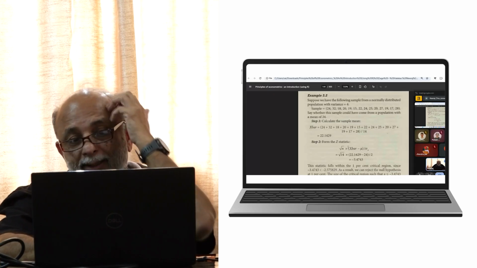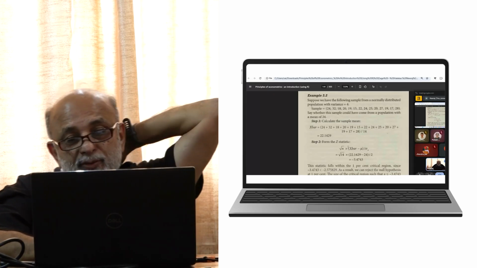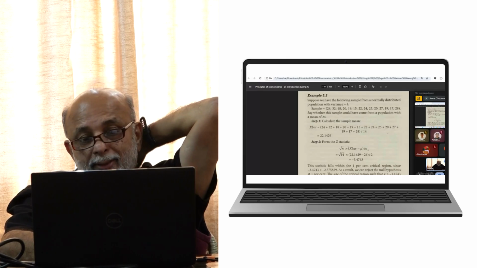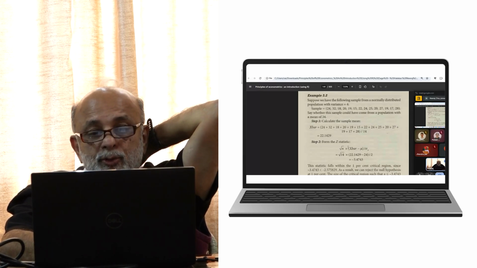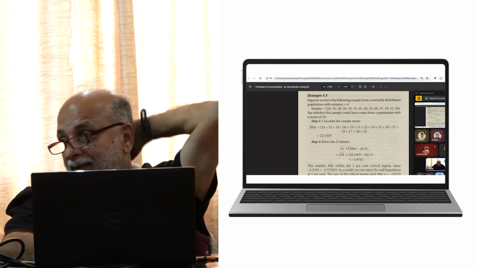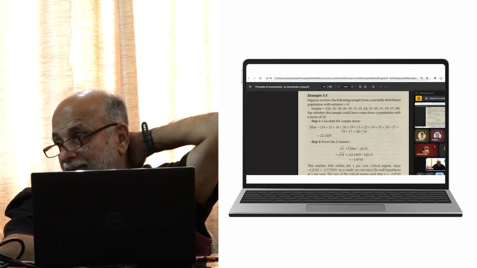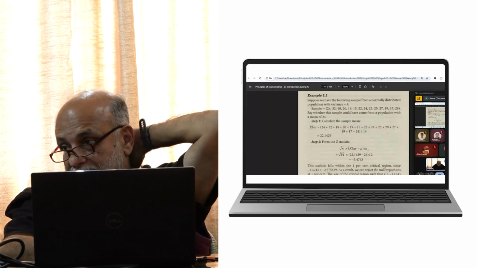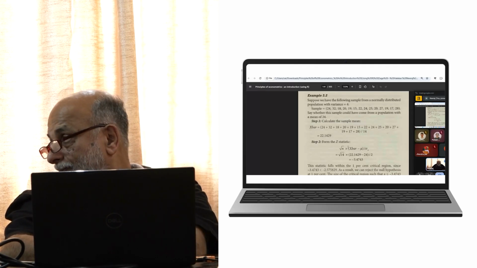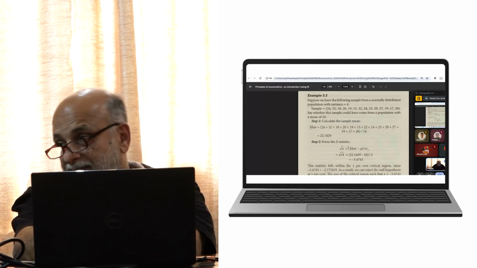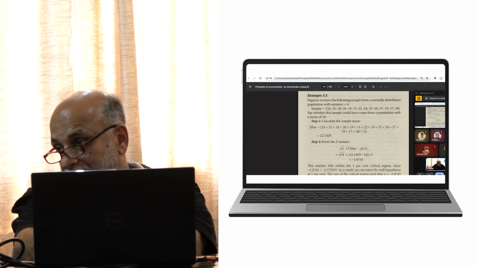So root 14 into 22.1429 minus 24 upon 2, right? And what is 2? 2 is the known standard deviation. Variance is 4, so the standard deviation is the square root of the variance, 2. Okay? And you get a value of minus 3.4743.